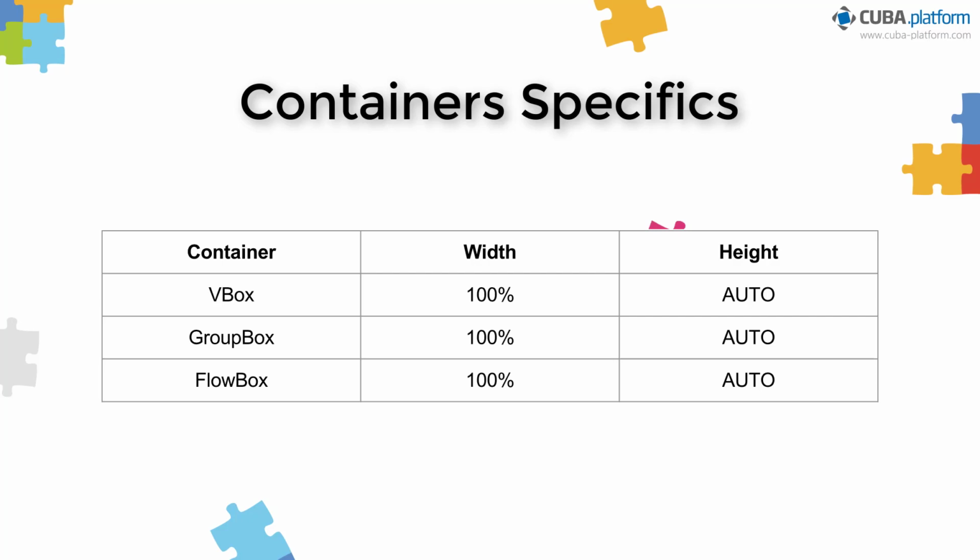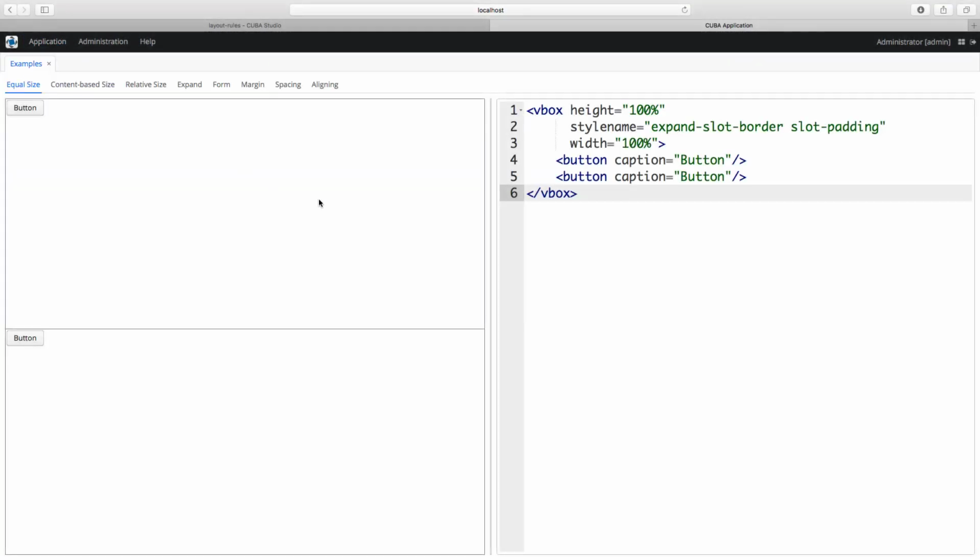Components and containers' width and height are content dependent by default. Some containers have different default dimensions. The root layout element is a vertical container, VBox, which has 100% width and height. Tabs within a tab sheet are VBox containers. GroupBox component contains a VBox or an HBox, depending on the orientation property value. So let's see some examples of what we have talked about.